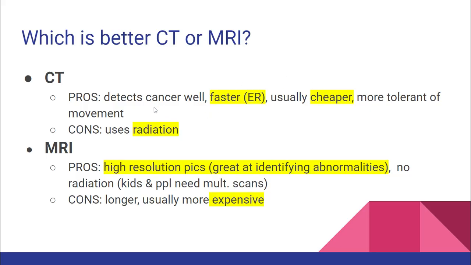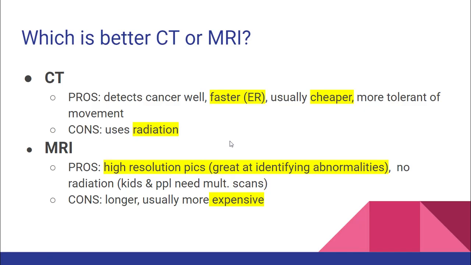But as a con, it does use radiation. The MRI, on the other hand, gives very, very solid pictures, high resolution pictures. So it's even better at identifying abnormalities. It doesn't use radiation, right? Which is a win, especially if people need multiple scans. If you just need one scan, oftentimes a CT scan will be fine, but when we don't want to expose people to radiation consistently, the MRI can be better for that because it's not using x-rays.